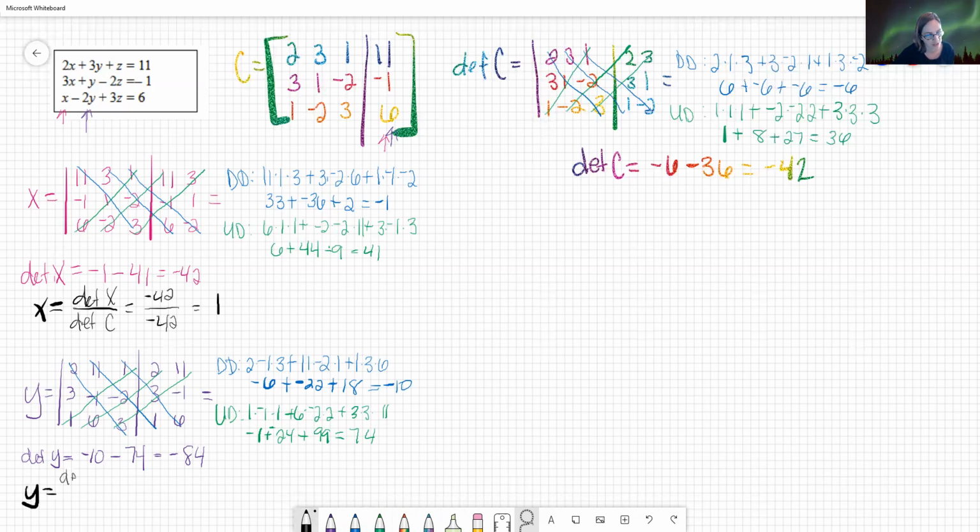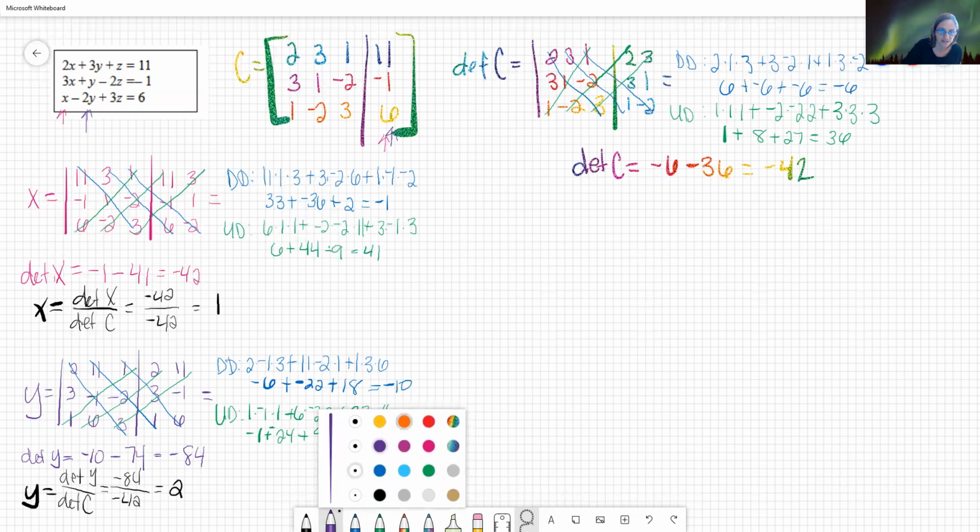Now that I have my determinant of y, I can use that to solve for the value of y. The value of y is the determinant of y divided by the determinant of my coefficients, just my coefficients, just kidding. Determinant of y is negative 84. Determinant of the coefficient matrix was negative 42. Negative divided by negative is positive. 84 divided by 42 is 2.